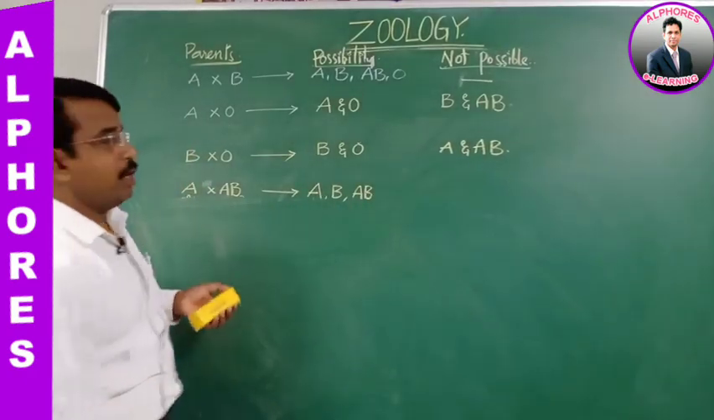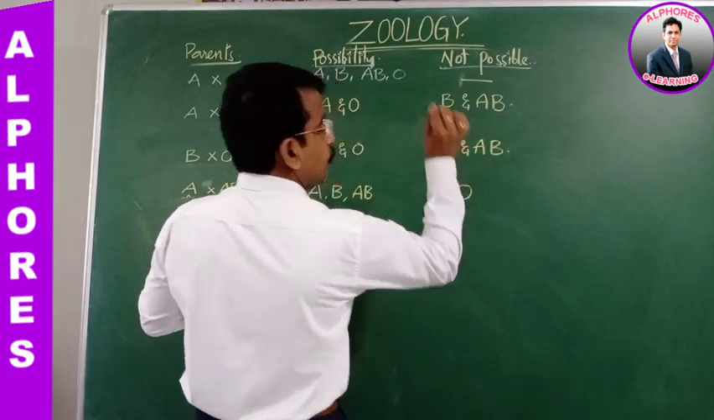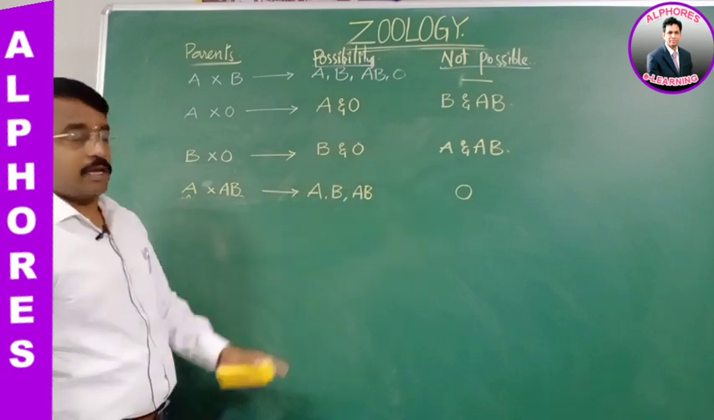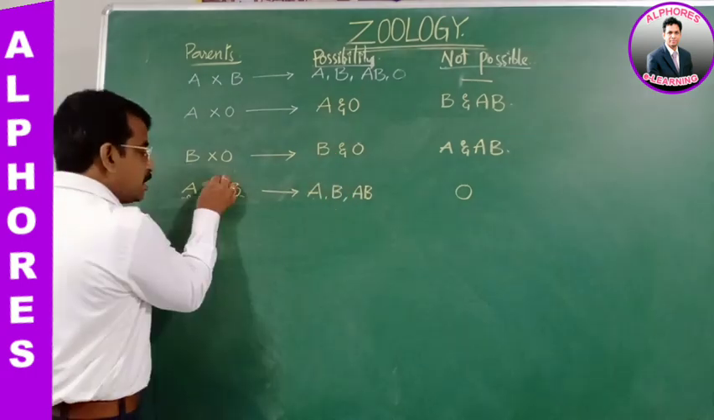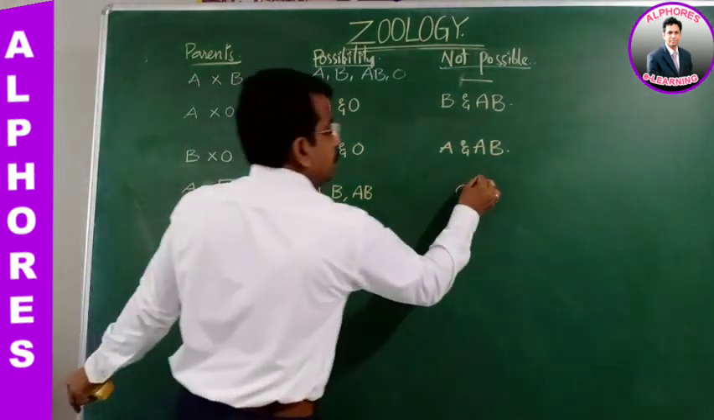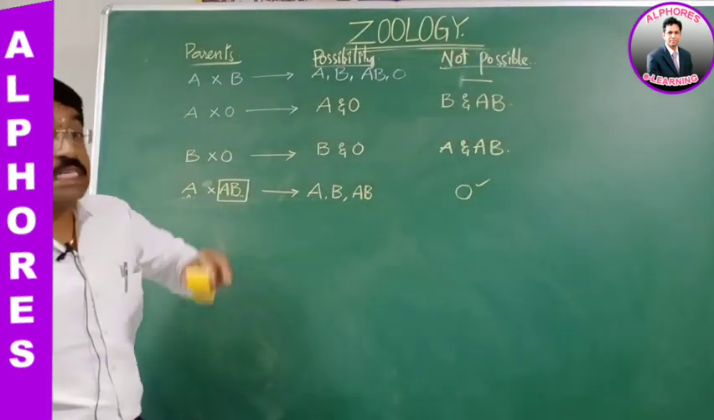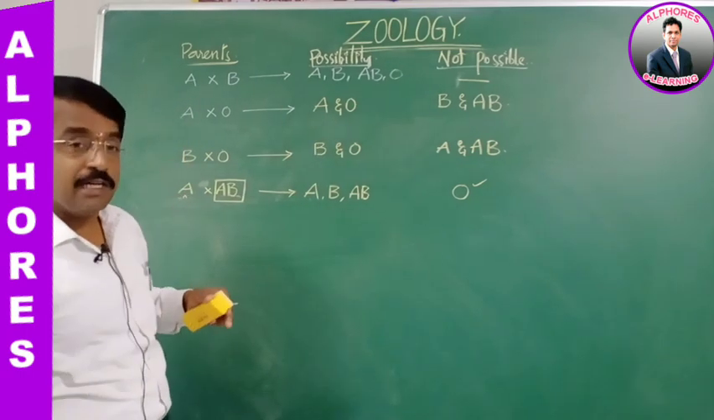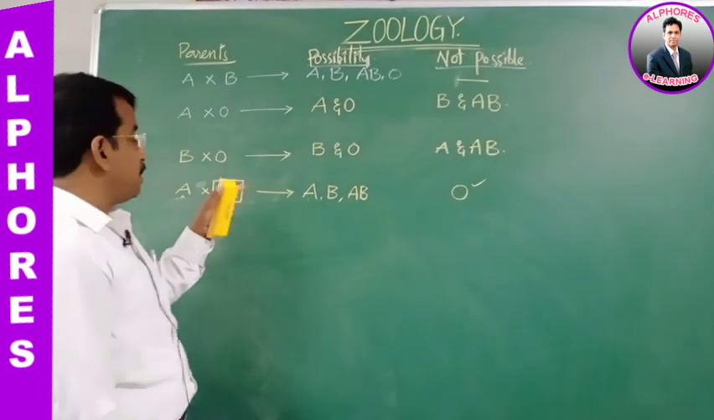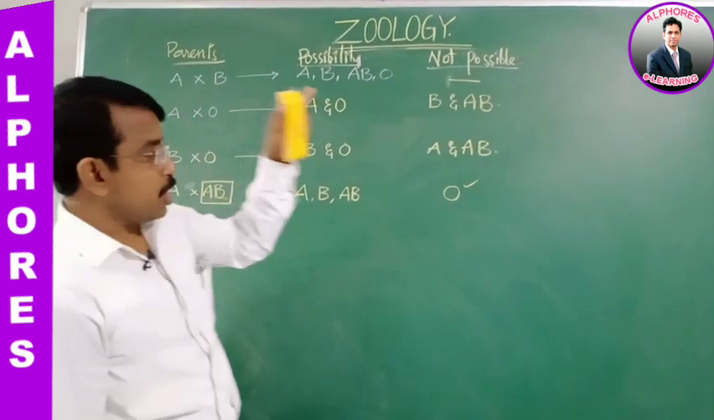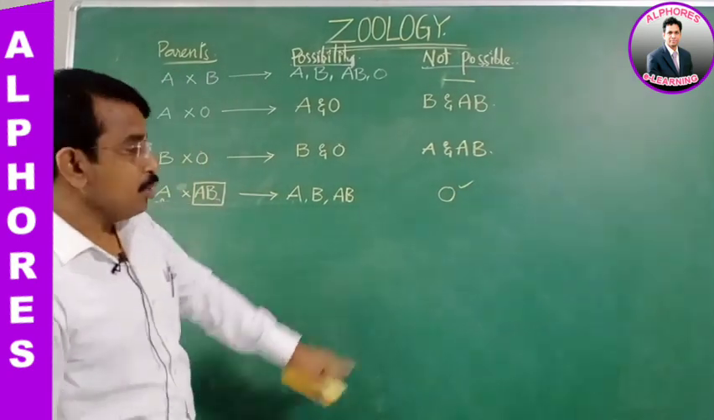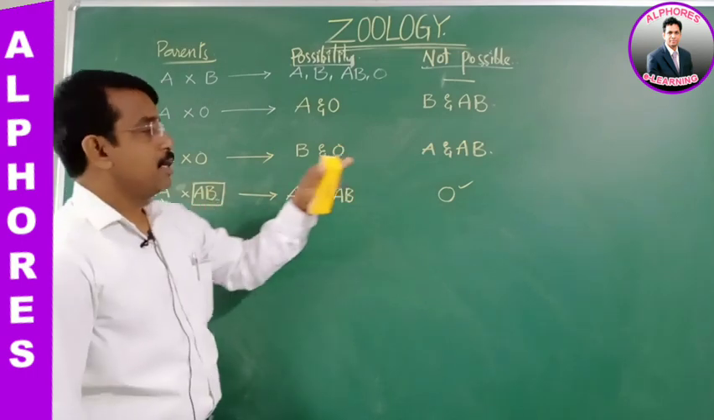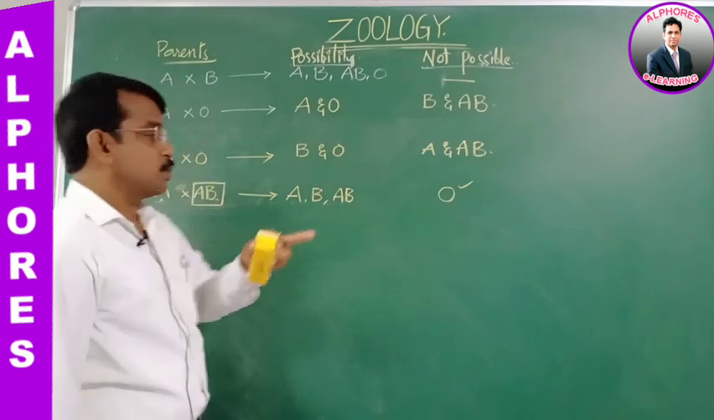Then what is not possible? The only thing is O. Here is the point I explained earlier: if one of the parents is AB, there is no possibility of the O blood group. This is what the questions have a chance of asking in the examination. If one of the parents is AB blood group, there is no chance of the progeny being born with the O blood group.